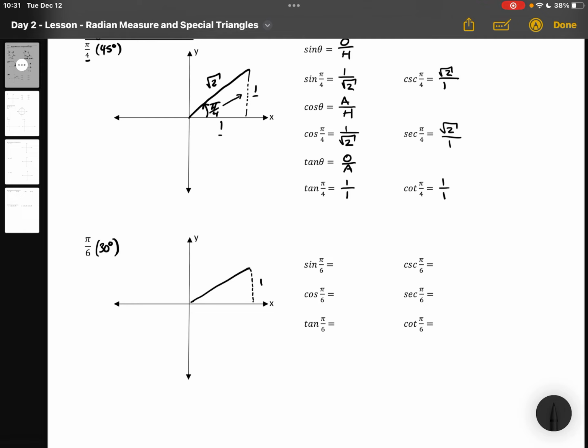Okay, so I've got 1, 2, and root 3, and then I've got my angle, pi over 6, that I'm calculating all my trig ratios from. So my sine ratio is opposite over hypotenuse, so 1 over 2. My cosecant ratio is just the inverse of that. Cosine of pi over 6 is adjacent over hypotenuse, and the secant is just the reverse. Tan is going to be my opposite side, so that 1 over the adjacent side, which is root 3, and then I can flip those around to get my cotan ratio.